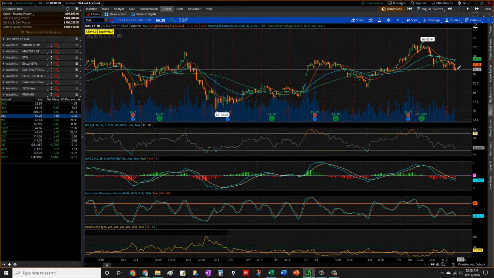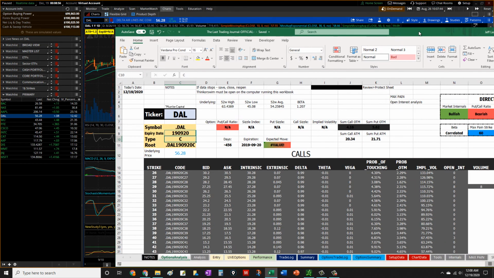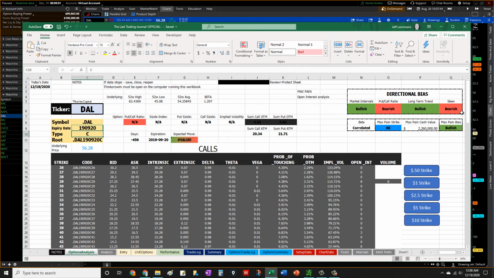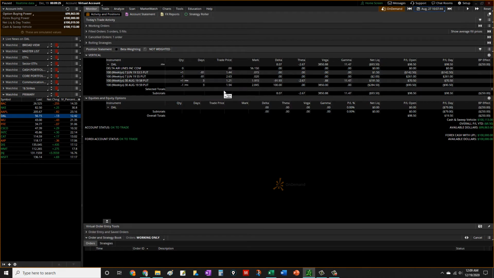All right, so you can see price moved considerably against us the last trading day, and then today it actually gapped up and then proceeded to push lower. All signs point to this moving lower in the near term. 56.28. Max pain still bullish. Long term still bullish. You can see we're down now by around $20 or so on this new trade.